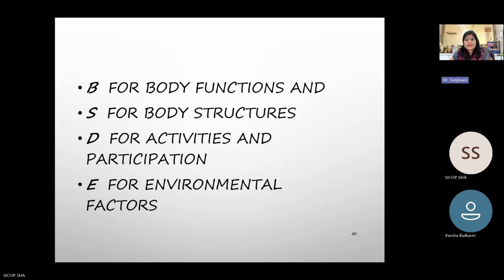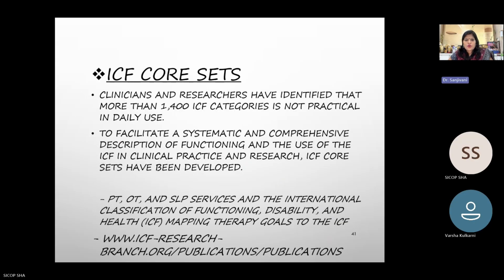So these are basically the codes: B for body function, S for structures, D for activity and participation, and E for environmental factors. So these are the basic codes for your ICF. Next. So again, we have some ICF core sets. Now the question arises, there are so many core sets and codes, how will we remember them? It is not necessary. We don't have to remember each and every code. There are ready-made core sets available. From that we can go for this coding and get the ready-made assessment. Okay. Next.